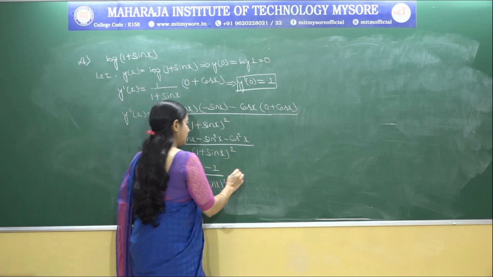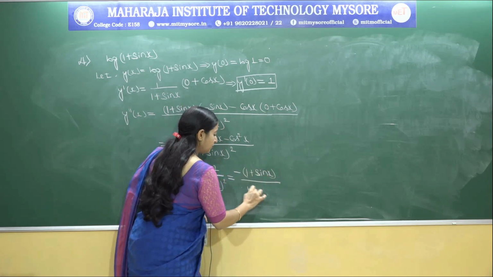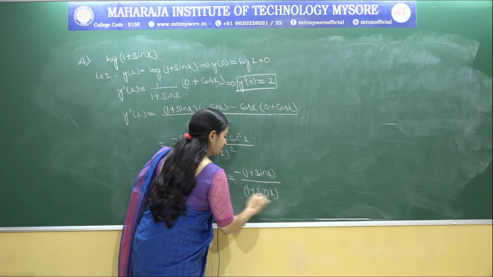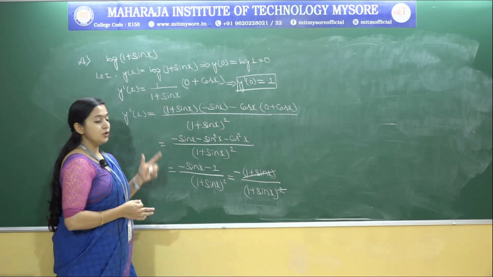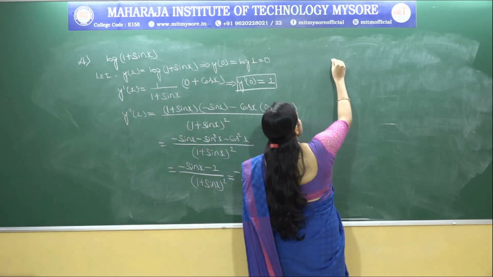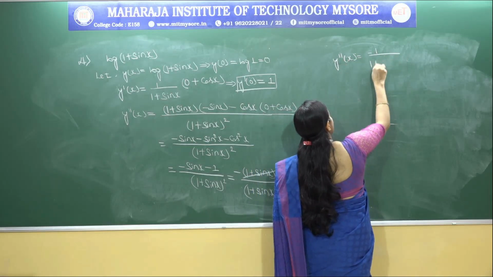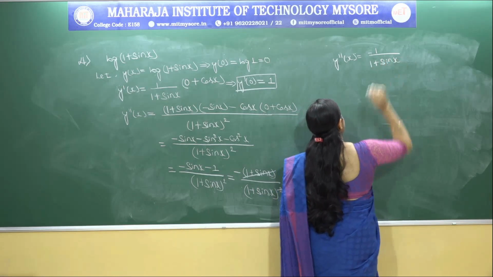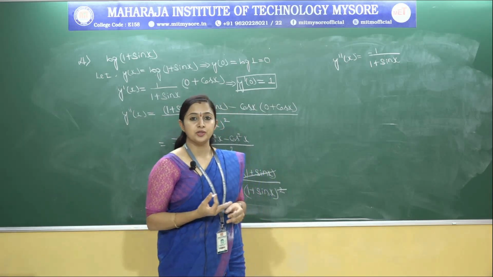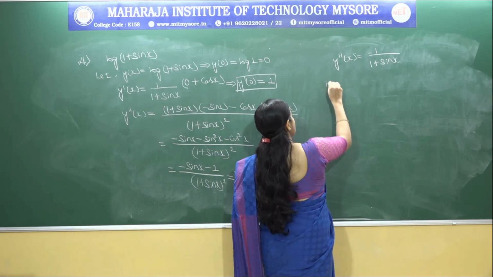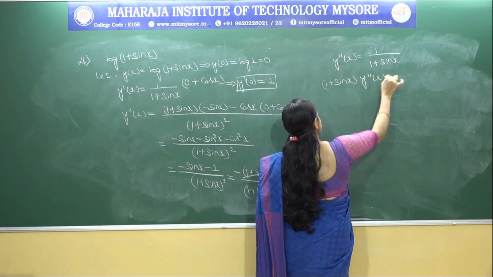This equals, so take the negative sign outside, you will get 1 plus sin x, denominator 1 plus sin x whole square. These two get cancelled. So the second derivative of y of x, so y double dash of x equals minus 1 divided by 1 plus sin x. For the next differentiation, again you take the quotient rule or you just cross multiply the 1 plus sin x. Y double dash of x, you will get the minus 1.